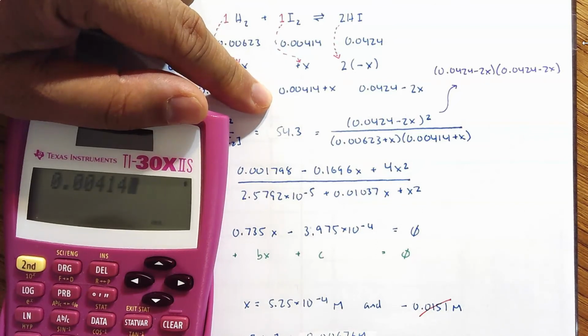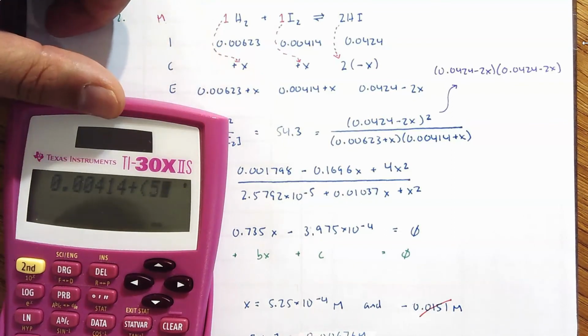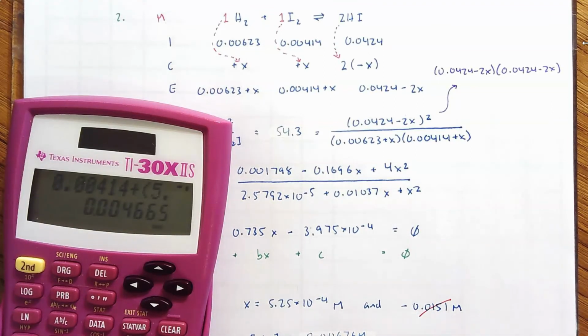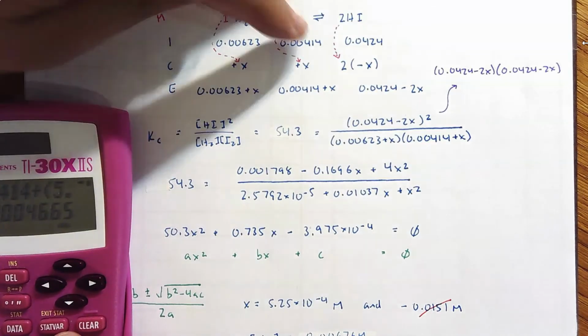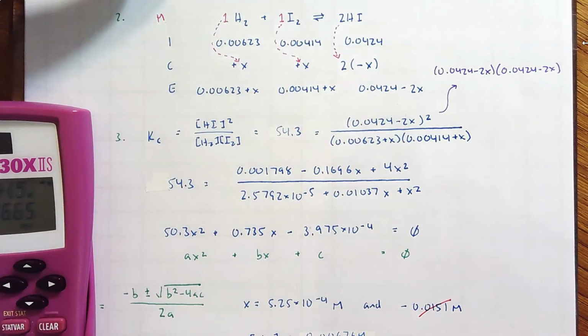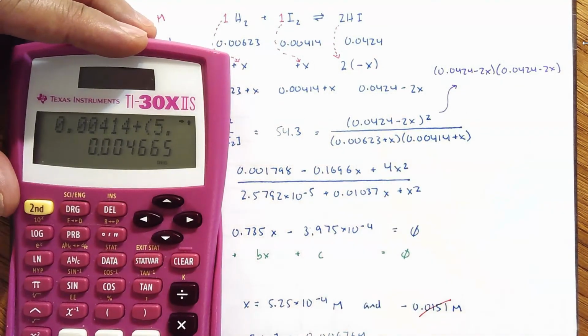0.00414 plus x again down here, plus 5.25 times 10 to the minus 4, and that is our iodine concentration, equals 0.00467 molar. Okay, now let's see what HI is. Understanding that our equilibrium constant is positive, it's always going to be positive. It's greater than 1. Let's see if this makes sense.